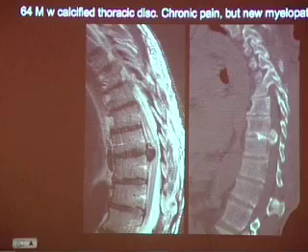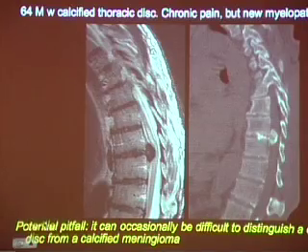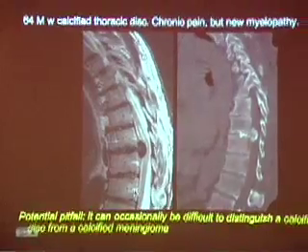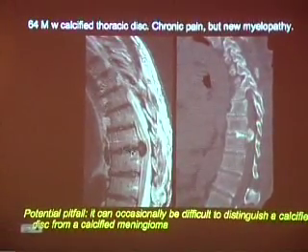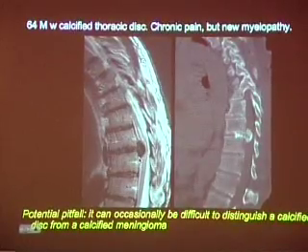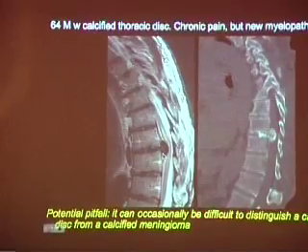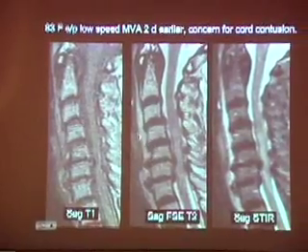And one other small point to make just about this appearance is that sometimes it can be hard to distinguish a calcified disc from a calcified meningioma. And so, we give GAD, we do other things to try to figure that out. And in this case, where it looks like this is clearly mushrooming from the disc space, it probably is a calcified disc. But I've been fooled before, and probably some of you in the audience have been too.